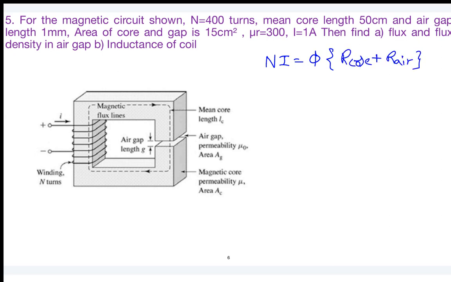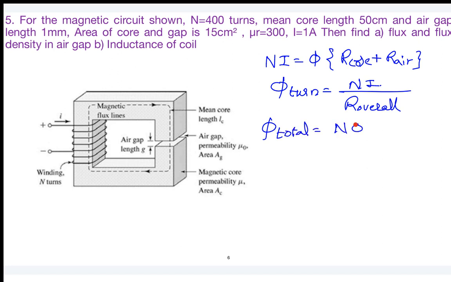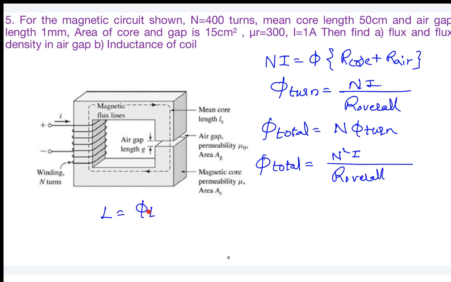So the flux per each turn is equal to Ni divided by the overall reluctance, which is the sum of core plus air gap. So what is the total flux linkage? It is equal to N into the flux per each turn. So the total flux linkage is N square I divided by the overall reluctance. So in this case, what is the formula you are getting? The total flux linkage divided by the current, psi divided by I. Yeah, 0.258. Very good. It is equal to N square divided by the overall reluctance.